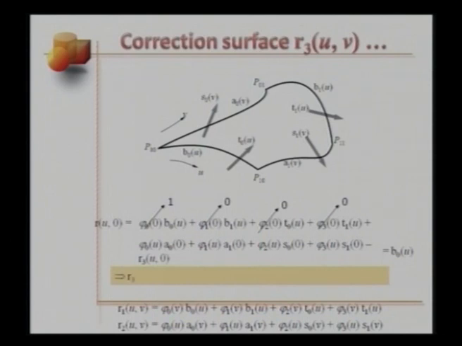For now, if we solve this equation, we have R3 U0 equals phi 0 of U times P00 plus phi 1 of U times P10 plus phi 2 of U times S00 and phi 3 of U times S10. If you notice, this term here cancels out with this term. And we have taken this term on the right hand side here. Okay, let's proceed.